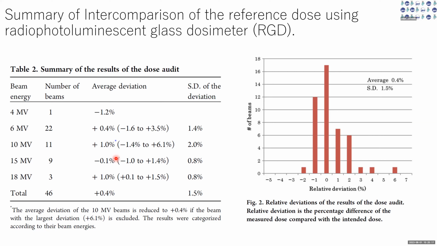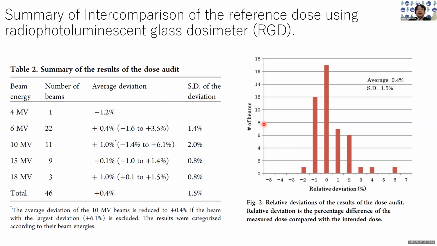The average and the standard deviation of the relative deviation between the measured and prescribed dose among 46 beams were 1.5% and 1.5%, respectively. So taking into account the uncertainty value of RGD of 1.1%, the deviation is excellent from the point of view of the uniformity of the multi-country data.